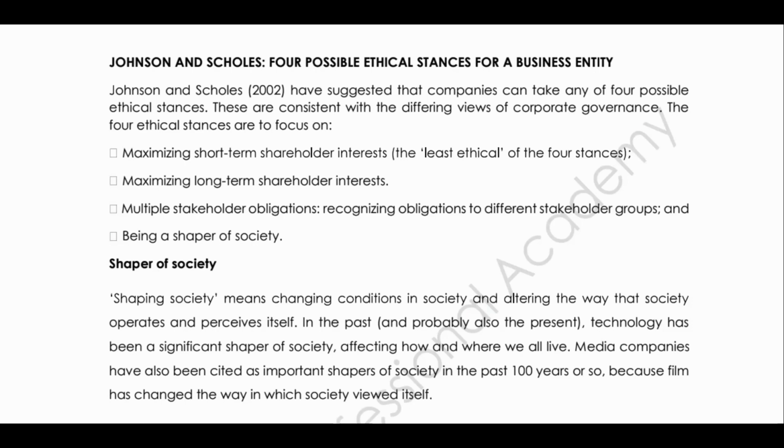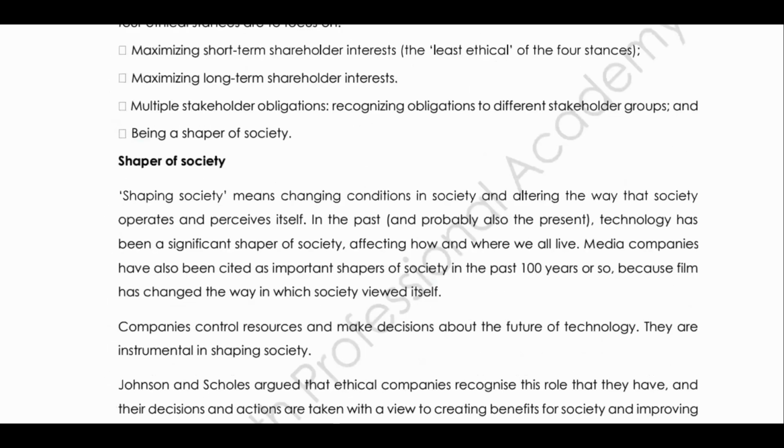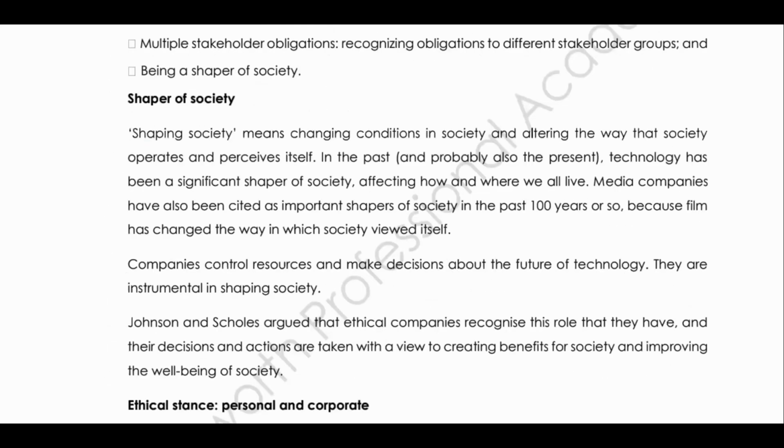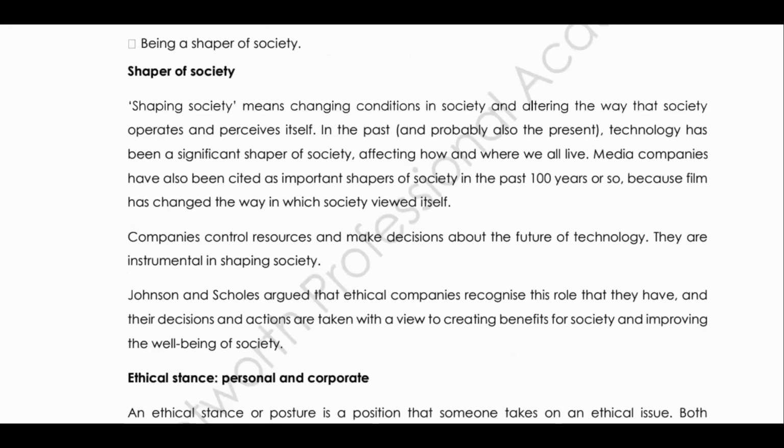All right, good. So that takes us to shaper of society. Now, the last ethical stance is companies being shapers of the society. I put that here because it relates to the social contract. And I said here that shaping society means changing conditions in the society and altering the way the society perceives itself. Do you remember when we were talking about ethical decisions and we looked at Tucker?